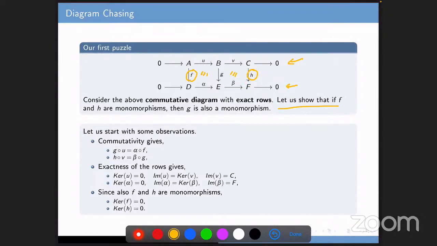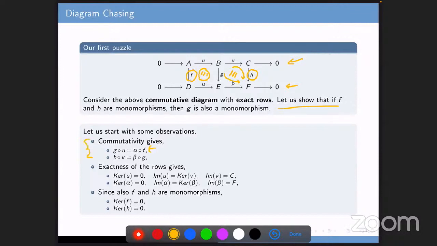So here we take a look at our tools first. What can we use, right? We make some observations. And the first observation is based on the commutativity of this diagram. So if this one is commutative here, we know that this way and this way should be the same. So H composed with V should be equal to beta composed with G. And the commutativity of this one gives G composed with U is equal to alpha composed with F, right? Okay, these two pieces of information are coming from the commutativity.